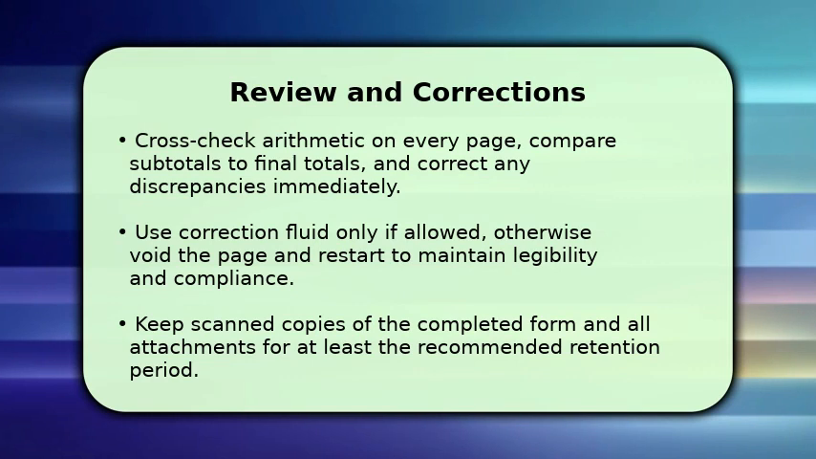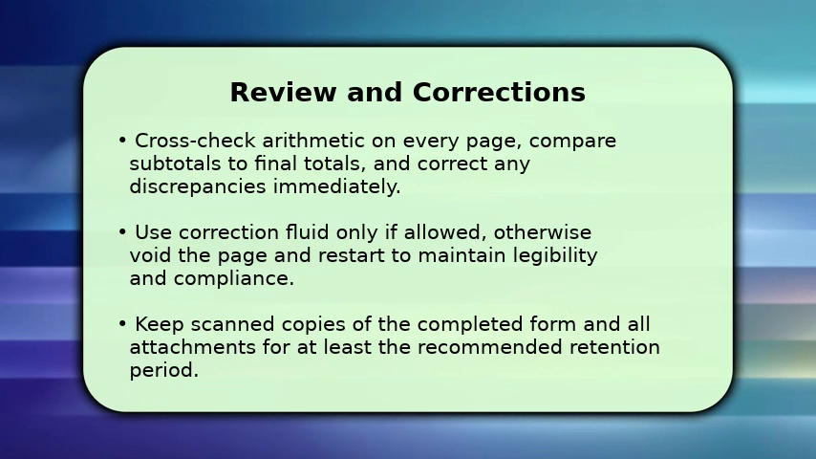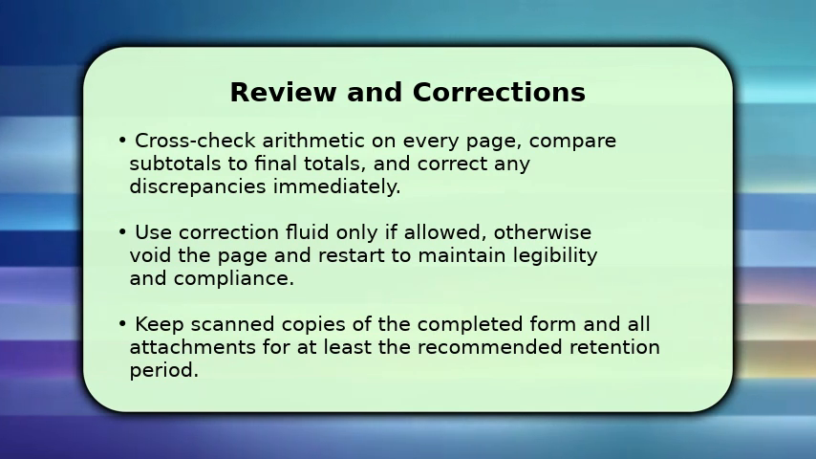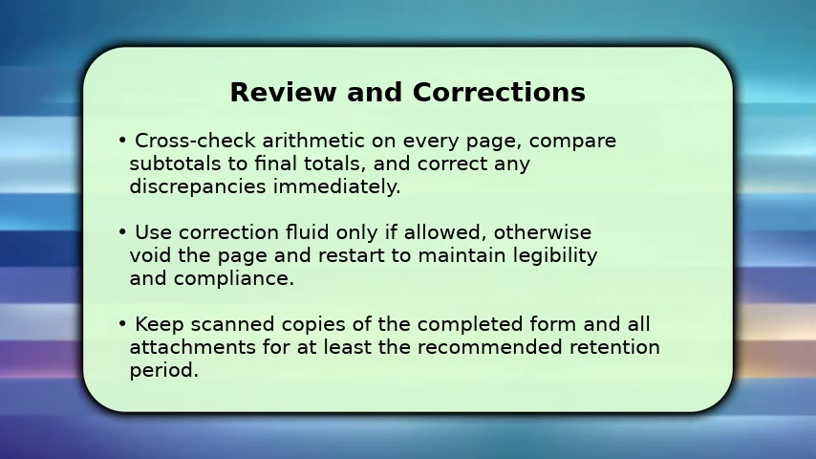After filling each section, perform a thorough review to catch misplaced digits or swapped fields before submission. Compare each subtotal to final totals and re-add amounts with a calculator to confirm accuracy. If you find errors, follow correction rules. Avoid messy edits, reprint or start fresh if necessary, and initial any legitimate changes. Finally, scan and store copies securely so you can retrieve them quickly if questions arise.